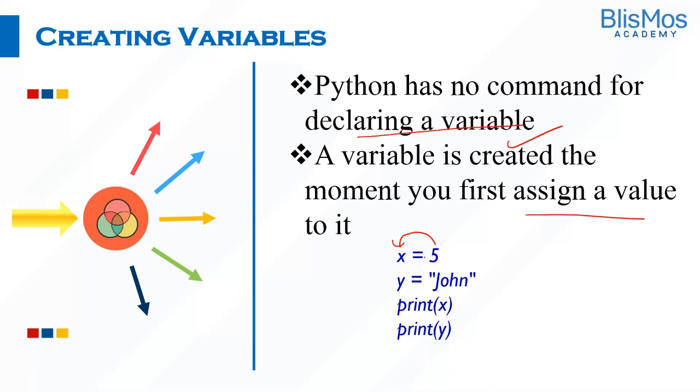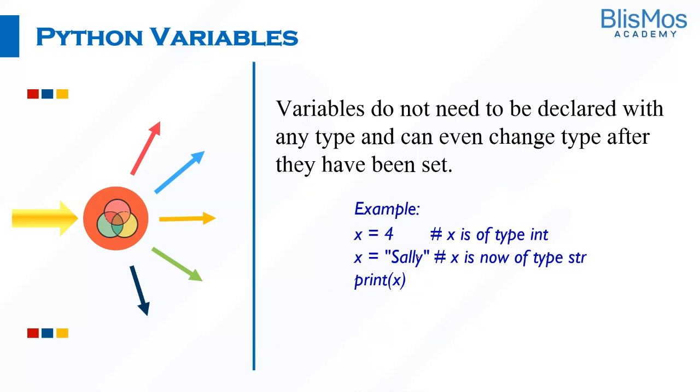For example, here x is equal to 5, y is equal to John. If you go and print x, it will print the 5. If you print y, it will print the John. Explicitly, we are not defining any variable here. We are assigning a value to a variable that gets created. Wonderful, isn't it?